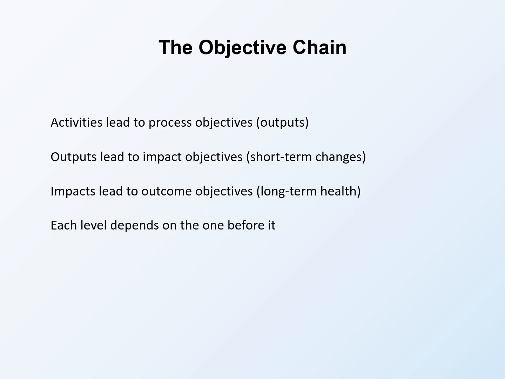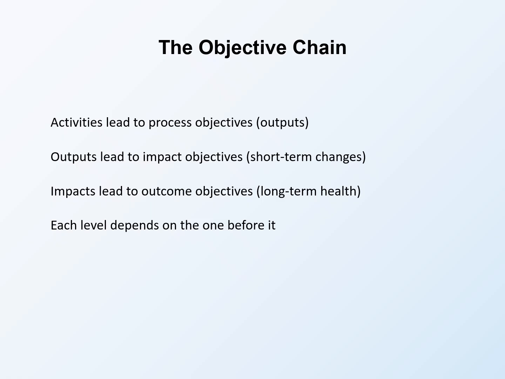Think of objectives as a chain. Each level depends on the one before it. Your activities, conducting workshops, distributing materials, providing services, lead to process objectives. You've done what you said you would do. Process objectives lead to impact objectives because you reached people with your program, their knowledge, attitudes, or behaviors changed. Impact objectives lead to outcome objectives because knowledge, attitudes, and behaviors changed, health status improved.